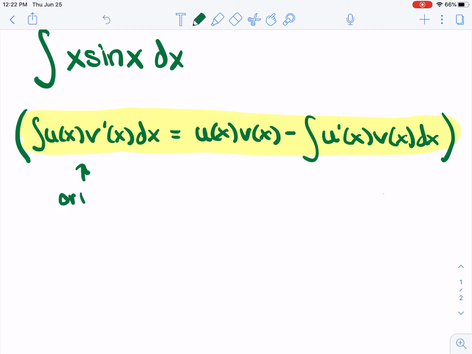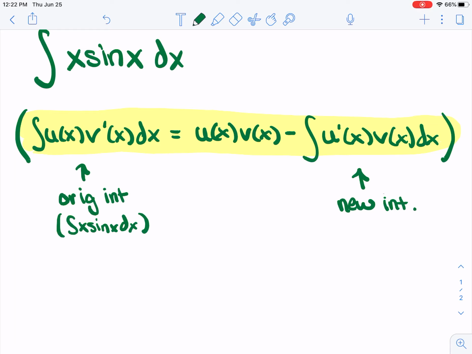We've got our original integral, x sine of x, and we're going to use the formula to write that in terms of a new integral. All right, we have an equality here. We've got an equivalence between our original integral and this new expression involving a new integral. So we're going to hope that the new integral we get is easy to deal with.